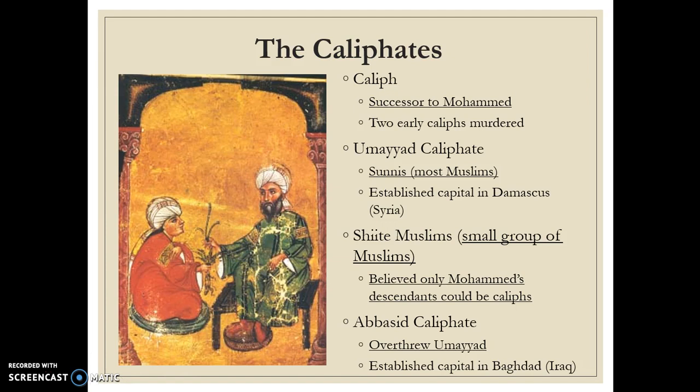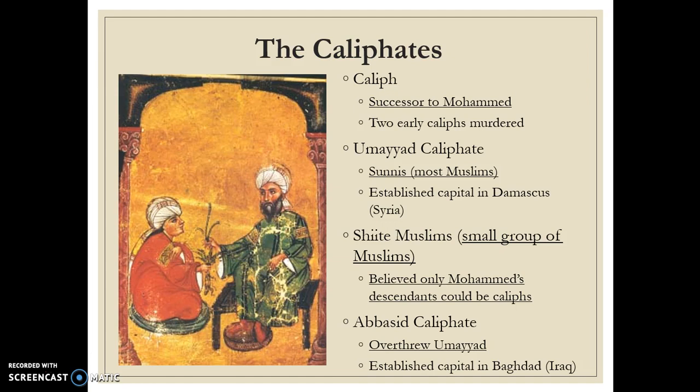So these new empires have a ruler called a caliph. The caliph is a successor to Muhammad, and the 2 early caliphs were actually murdered. So after Muhammad's death, there was some dispute over who should be the new leader. And there's 2 groups of people who are fighting over the replacement of Muhammad.